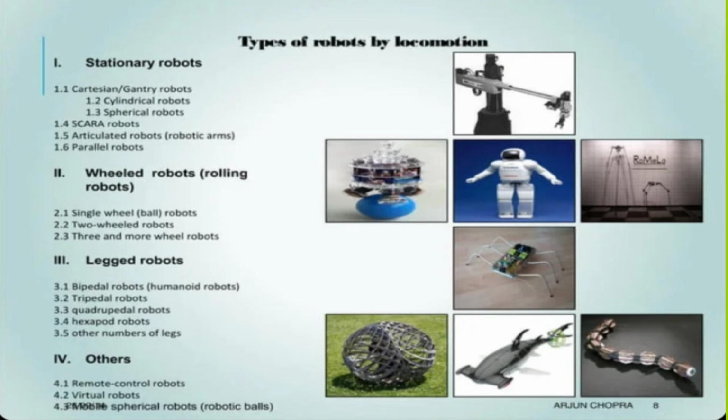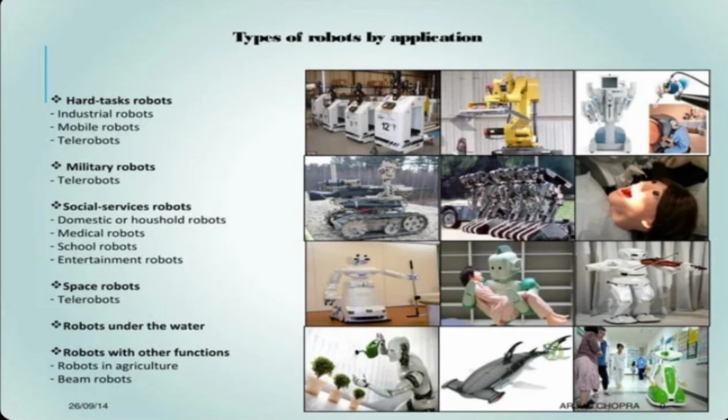So these are the types of robots by locomotion. This is the types of robots by applications.